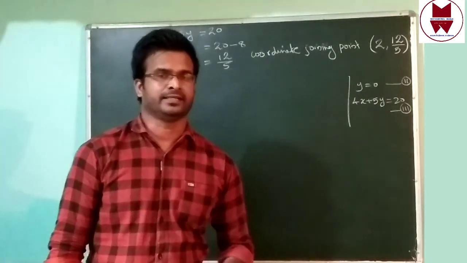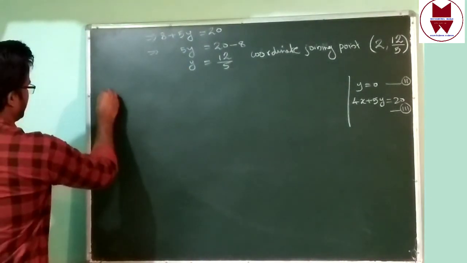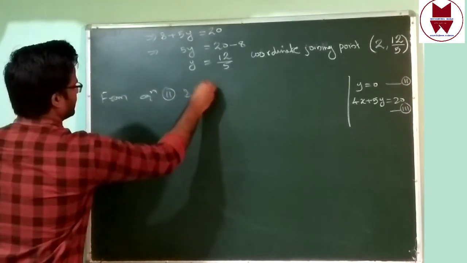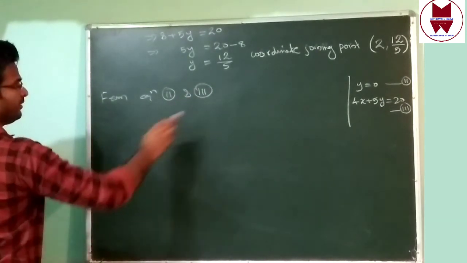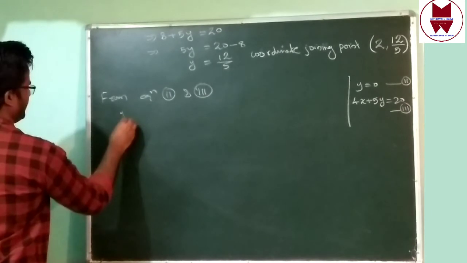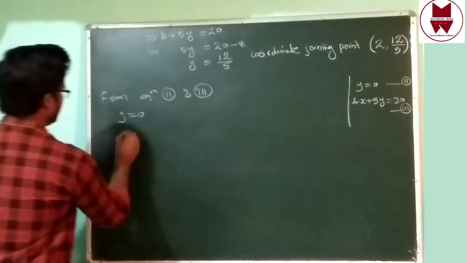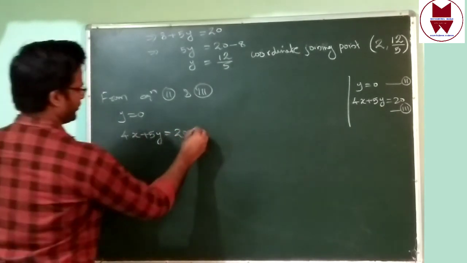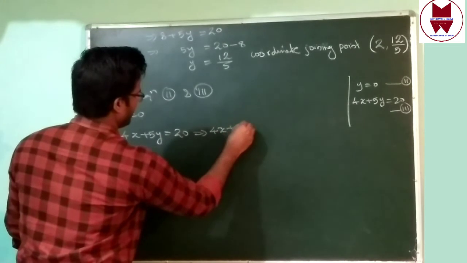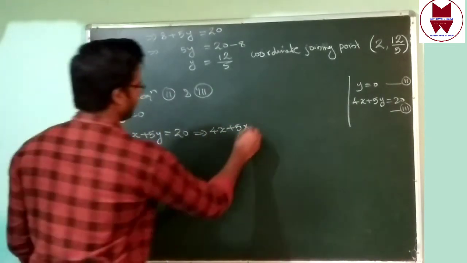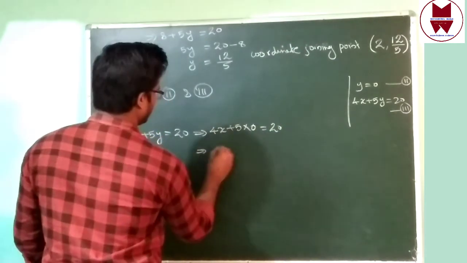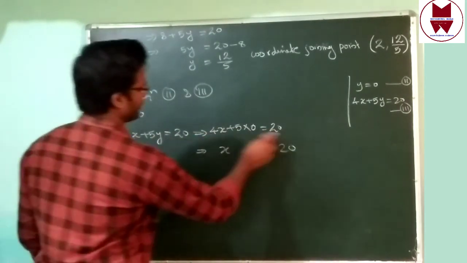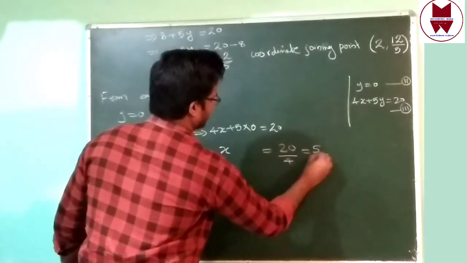Now we will use second equation and third equation. From equation number 2 and 3. What is equation number 2? I already written in here, y equal to 0. Then equation number 3 is 4x plus 5y equal to 20. Then this one we can write 4x plus 5 into, what is y? Y is 0, equal to 20. Then x equal to 20. This 5 into 0, that will be 0. This 4 bring to right side, that will be divided by 4 equal to 5.